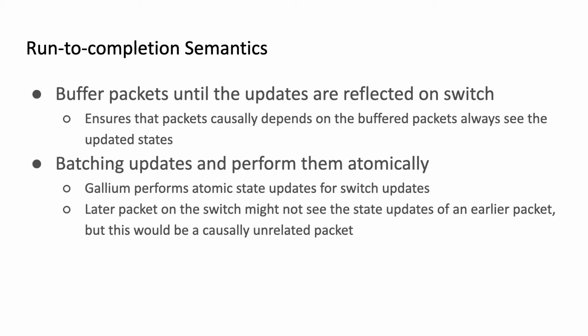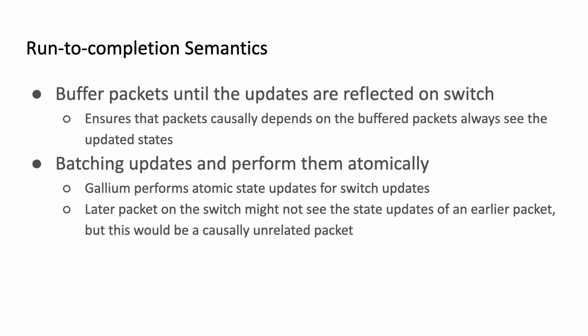The first one is that Gallium will buffer the packets and delay their release to the network until all the updates to the switch state are reflected on the programmable switch. This ensures that packets that causally depend on each other are always processed using the updated states from the previous packets. The second mechanism being used by Gallium is that Gallium will batch the updates to the switch state and perform all the updates atomically.